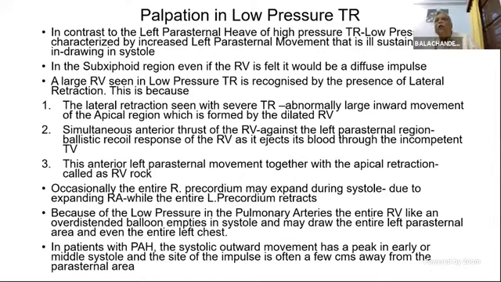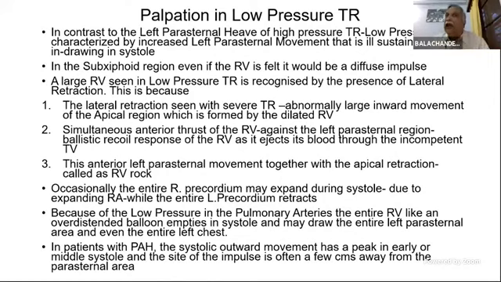Not so much for diagnosing RV or LV. You have to find out what is seen in the apex. Is it RV or LV? Look for the lateral retraction, which is an abnormally large inward movement of the apical region, which is formed by the dilated RV. When you go for lateral retraction, there's always a differential diagnosis of Broadbent sign, which is seen in constrictive pericarditis.